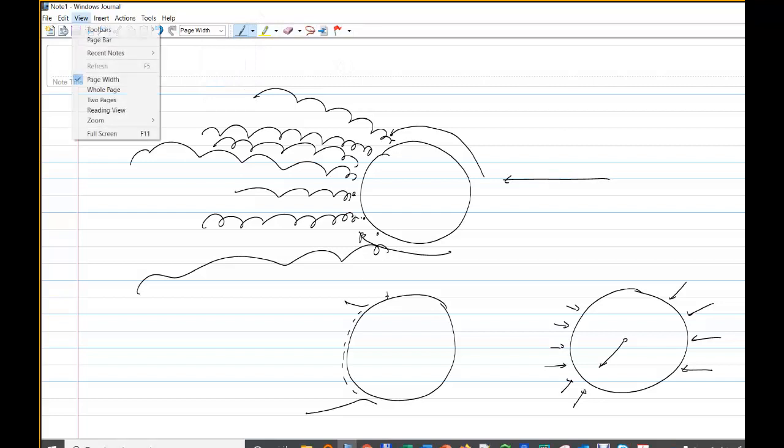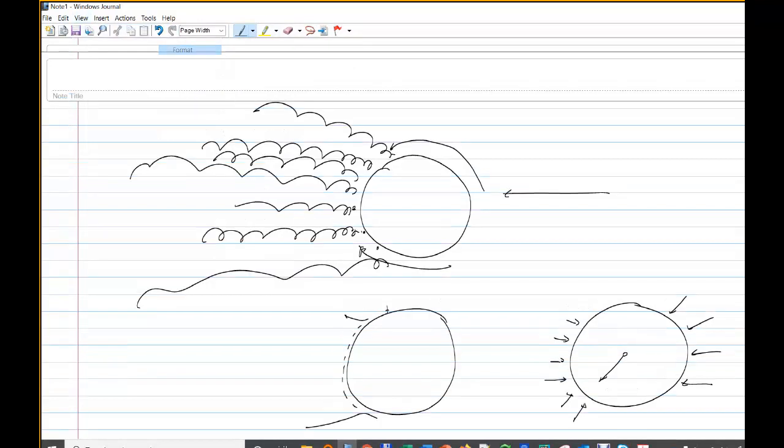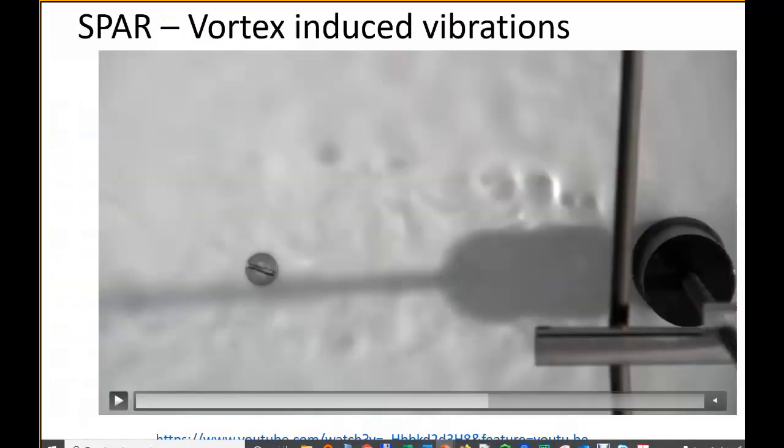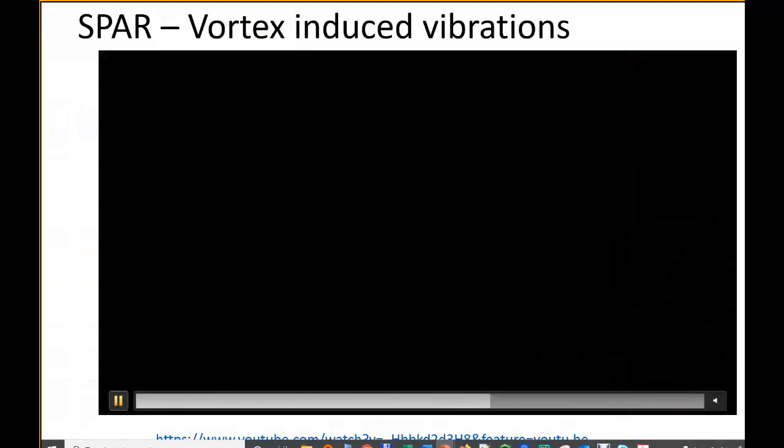Let me just put the color here. So that force, if this area is changing, for example becomes up here, this force is going to change and it's going to be fluctuating up and down, and it's going to cause the cylinder to move up and down. That's not really, I think it's better just if you see it.